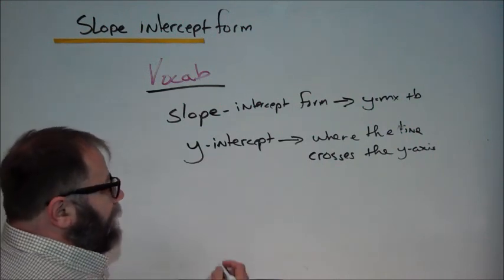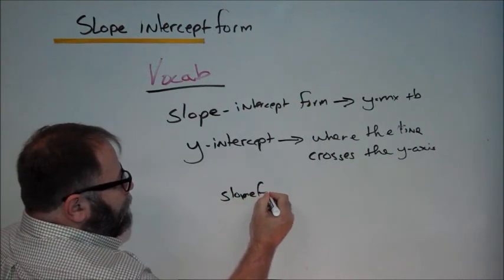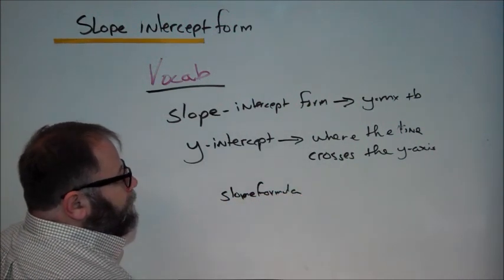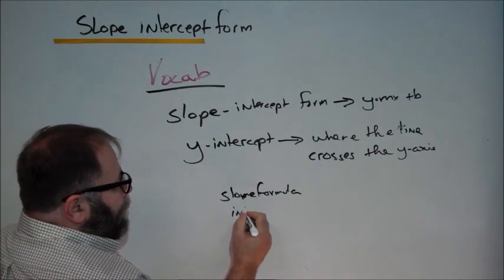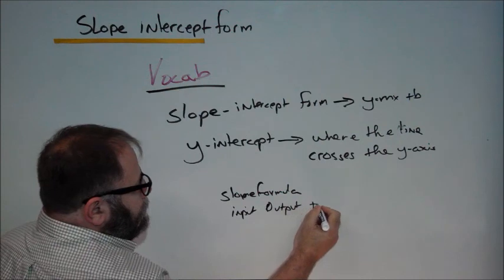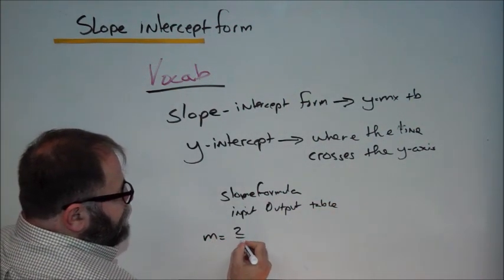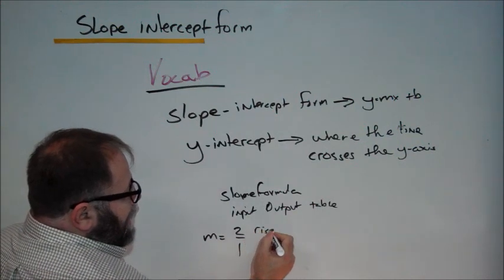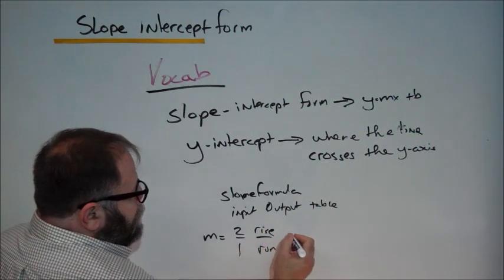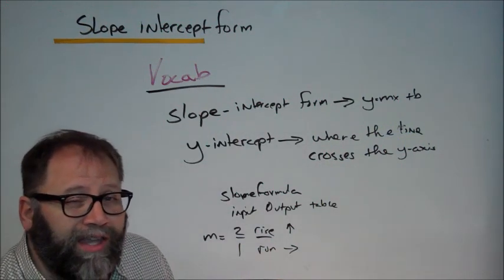It's things to not forget too. Don't forget slope formula. Don't forget an input-output table. Don't forget that slope is a ratio that is rise to run. So this would be up 2 and right 1. Keep all those things in mind.